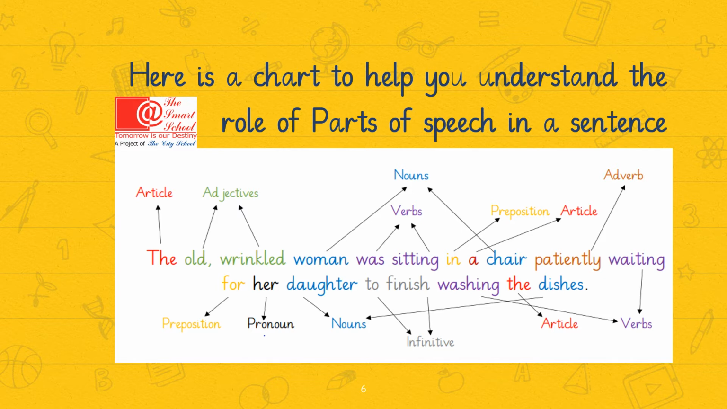For her daughter. For is a preposition. Her is a pronoun that is referring to the woman. And then daughter again is a noun because it's a name of a person. To finish is a verb form that is infinitive. Washing again is a verb and action, and the is an article, and dishes again is a noun because it's a name of an object.